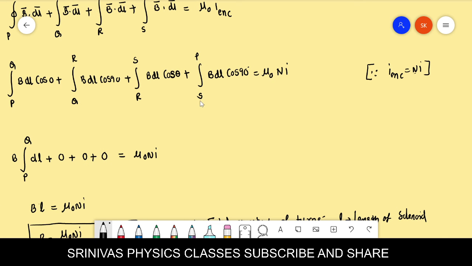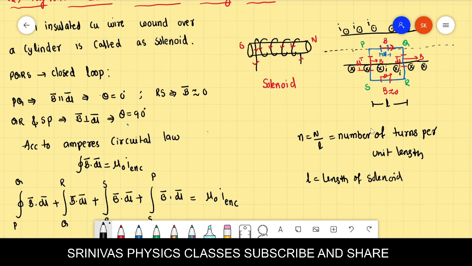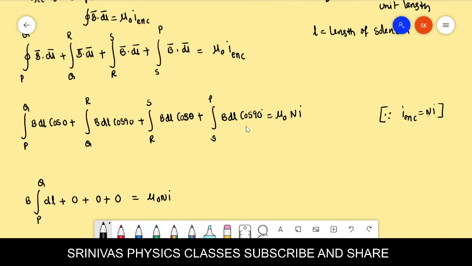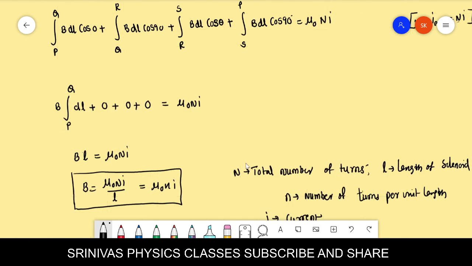Again for the S to P, again B dl cos 90. You see S to P, this one. P right side is the magnetic field, dl like this there. They are perpendicular to each other. B is right side, B is along x-axis, dl is along y-axis, just like that. That means they are perpendicular. Then again cos 90 value is again 0. That's why these last three terms are 0. Only the first term is not 0, right? And in the current enclosed we are writing Ni, because in one turn current is I, in n turns current is Ni. Then finally we got this.